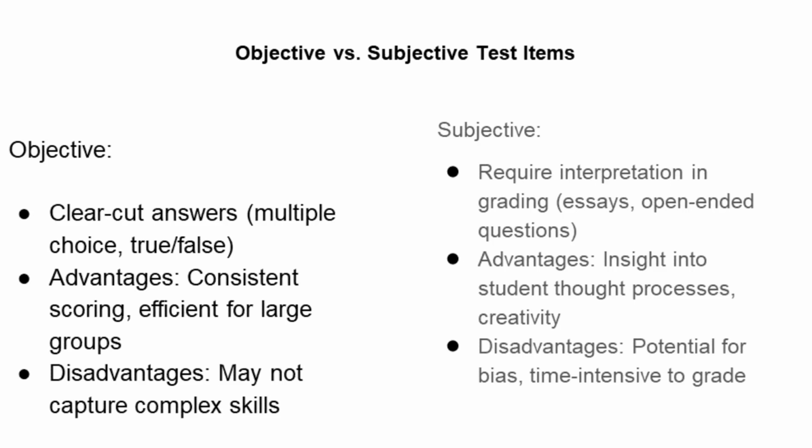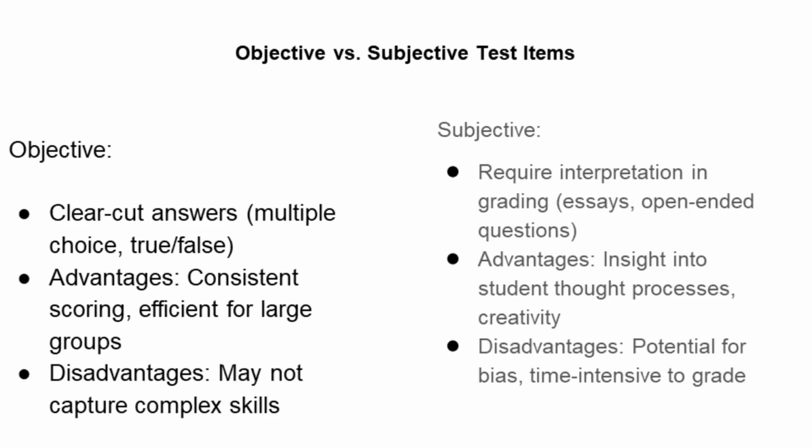Now, we compare what is objective versus subjective type of test. The tests can be further distinguished by how they are scored. So objective type of test have clear cut answers with no room for interpretation. Its examples are multiple choice, true and false. Advantages of these include consistent scoring and suitability for large scale assessment. However, they might limit the assessment of complex skills or deeper understanding.